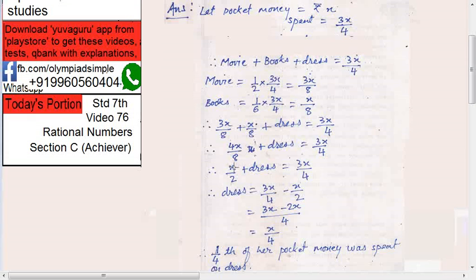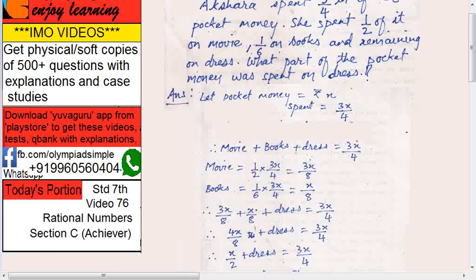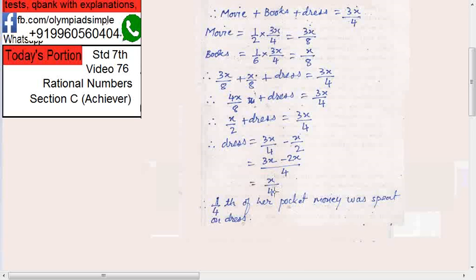Solve this. So dress equals, take this side, 3x/4 minus x/2. So solve this again. LCM 4: 3x minus 2x over 4, that is x/4. So dress spent is x/4. So what do we want? What part of the total pocket money was spent on dress, right? The answer you got is x/4. What is x? Total pocket money. So 1/4 of the pocket money was spent on dress.